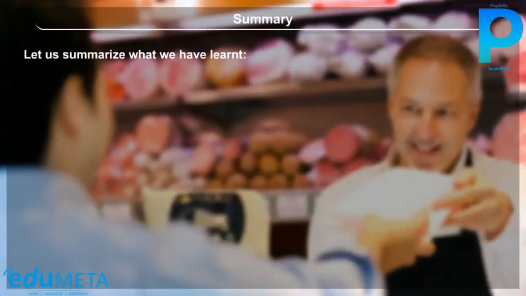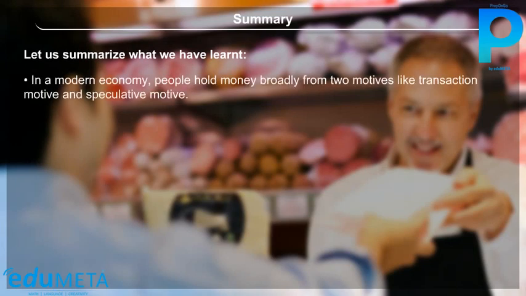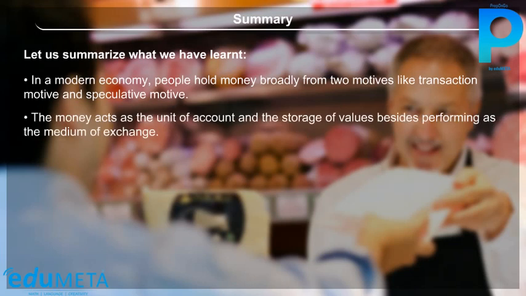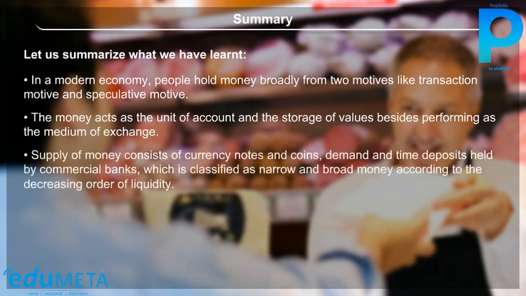Summary. Let us summarize what we have learned. In a modern economy, people hold money broadly from two motives, the transaction motive and the speculative motive. Money acts as the unit of account and the store of value, besides performing as the medium of exchange. The supply of money consists of currency notes and coins, demand and time deposits held by commercial banks, which is classified as narrow and broad money according to decreasing order of liquidity.